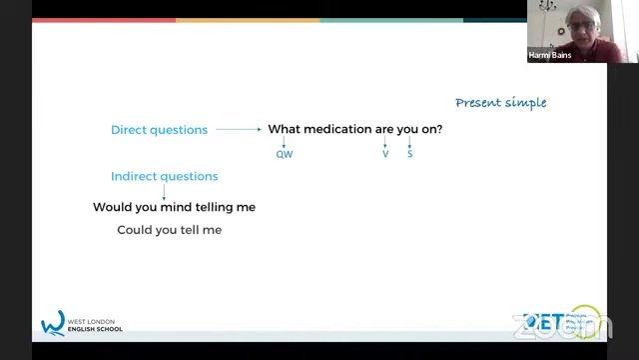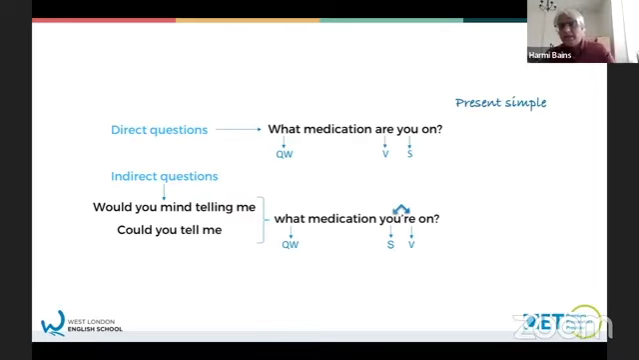If we want to turn this into an indirect question, for example, we might use, would you mind telling me, or could you tell me? You'll notice the word order is slightly different. What medication you're on. So you can see when we make the indirect question, we actually change the subject and the verb. It goes the other way around. So this is a present simple question.